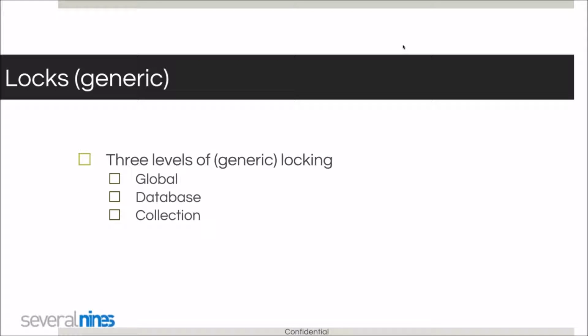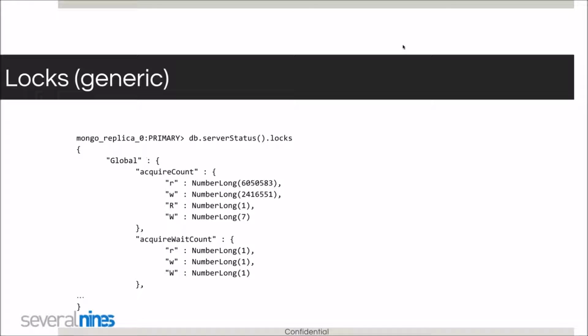For locks, that's also something you want to look into. I mentioned you can lock a collection. You can also lock globally, so you lock the whole MongoDB instance, or you only lock one single database in MongoDB. So there are three levels of locking. In general, you will not use that, but there are some reasons why MongoDB would be doing that. You can get them by the serverStatus locks, and then you can see the various locks.